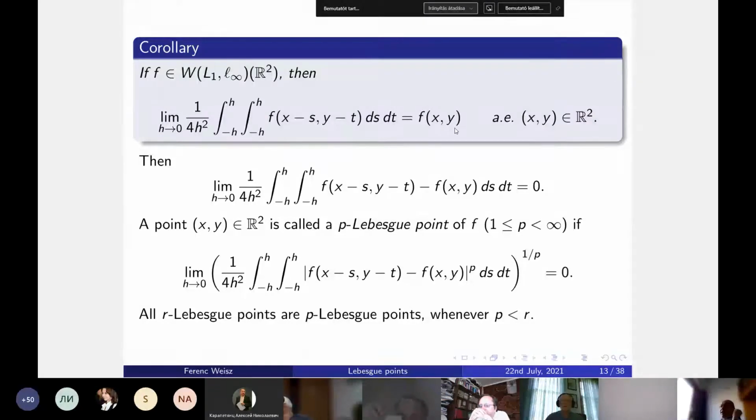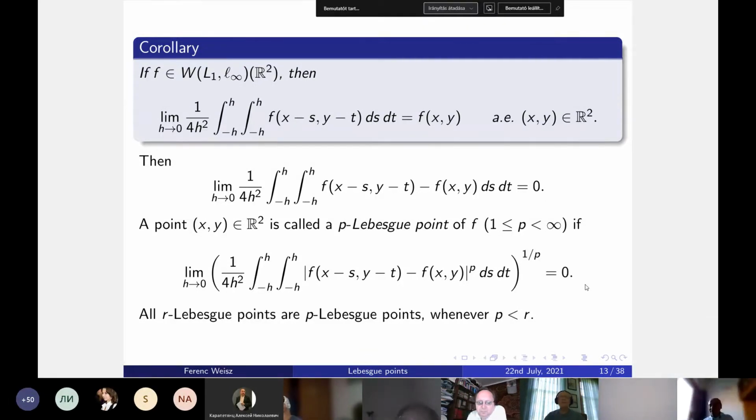We can take f of xy again to the other side, and we arrive at this formula. This motivates again the definition of the Lebesgue points. We take the absolute value inside and the p norm of this expression, and say that a point xy is a p Lebesgue point if the limit as h tends to infinity of this expression is equal to 0.